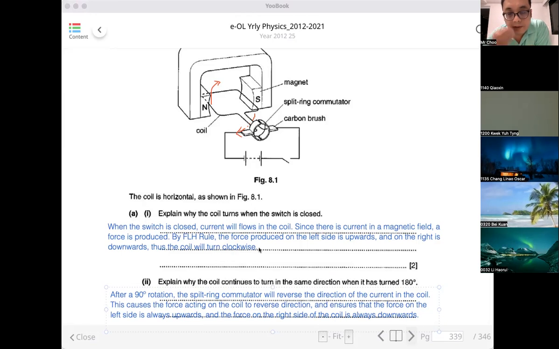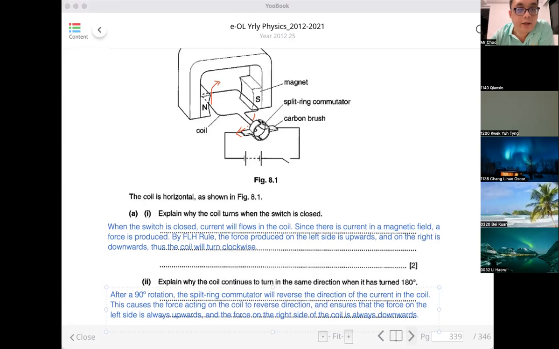Okay, Haori asked me a question. Why is the purpose of the split ring commutator to reverse the direction of the current every half revolution, but in reality it changes every 90 degrees? In reality, it changes every 180 degrees. Is that clear? Can you see? There's a gap at 180 degrees.